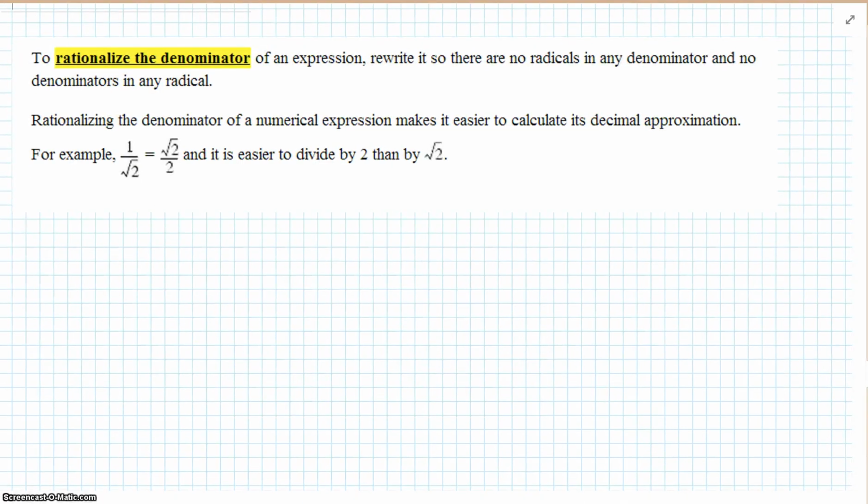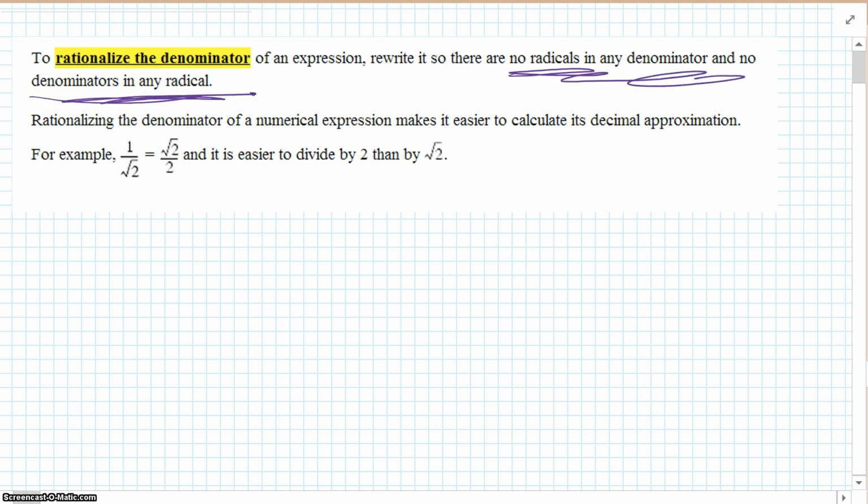All right, to rationalize the denominator of an expression, rewrite it so there are no radicals in any denominator and no denominators in any radical. Rationalizing the denominator of a numerical expression makes it easier to calculate its decimal approximation. For example, 1 over the square root of 2 we can rewrite as square root of 2 over 2. And it's easier to divide by 2 than it is by the square root of 2.